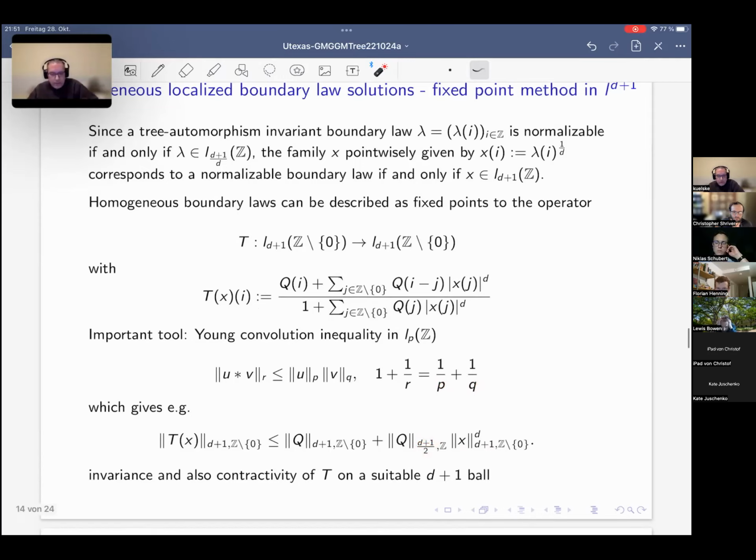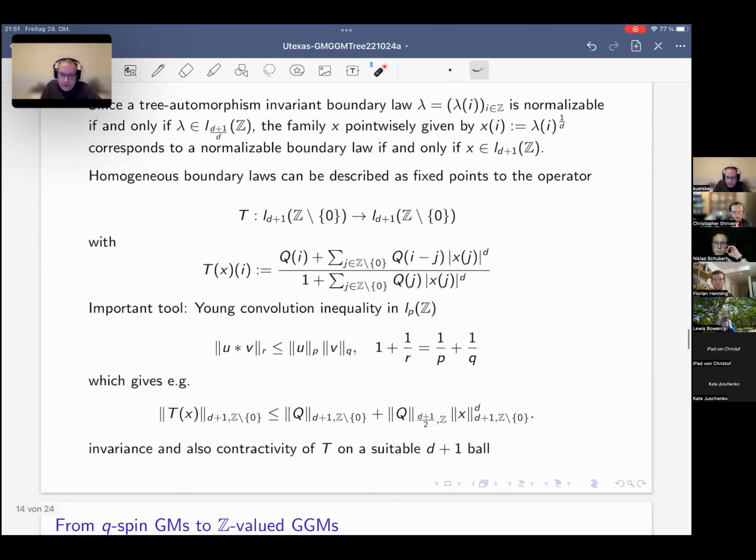Anyhow, I'm not going into all the details, but you get, for instance, this type of estimate, which shows you that Tx, this new sequence, is in l^(d+1). So this is bounded by the d plus 1 norm of this thing. Then here you use the Young inequality and you get the Q d plus 1/2 norm, and here this power to the d.